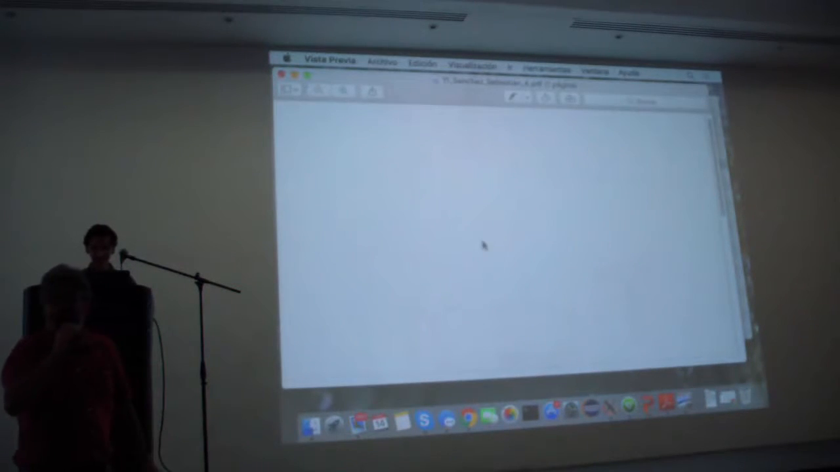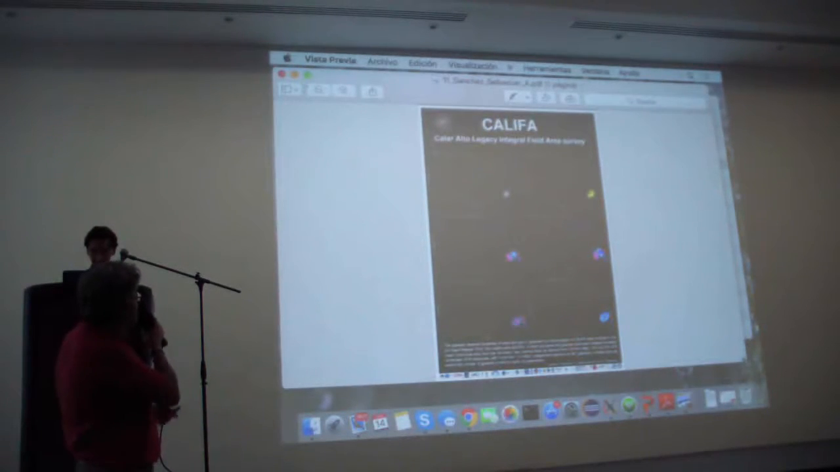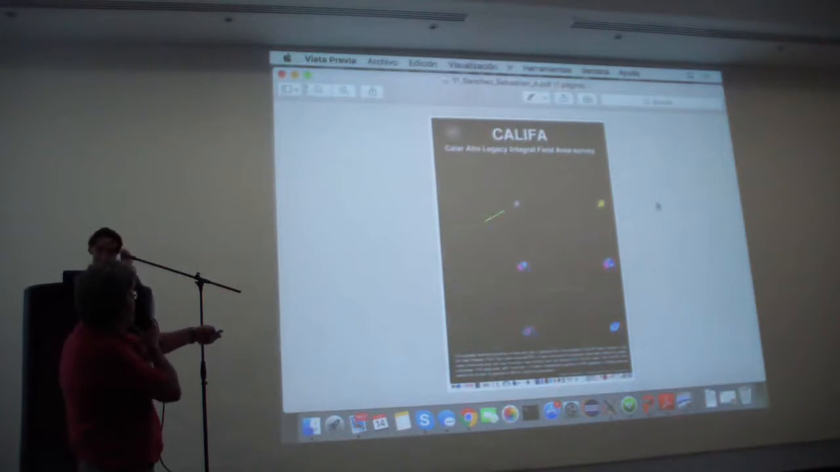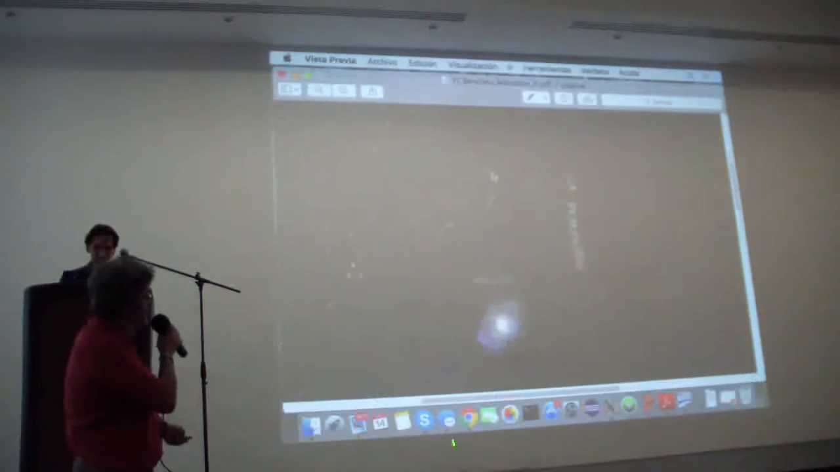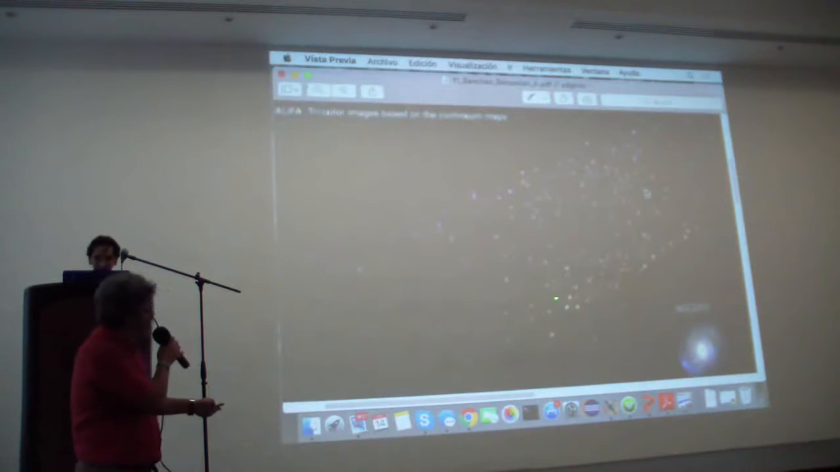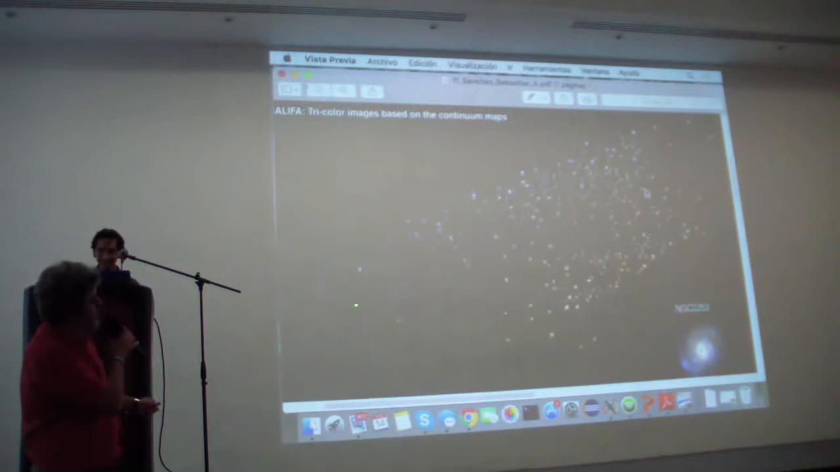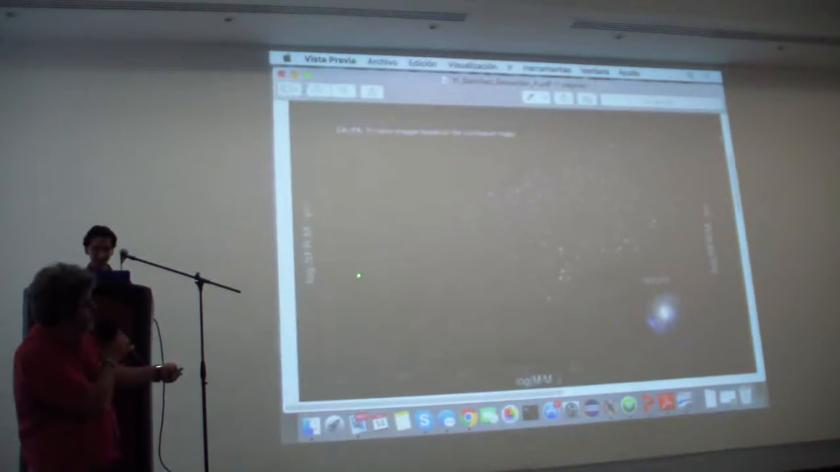Hello, my name is Sebastian Santos. I work at the Institute of Astronomy. So this is just a poster advertising the data release of CALIFA, and unless the resolution gets better, you can see nothing. This is the star formation main sequence versus the stellar mass, and as you can see in the continuum emission, there is a clear distinction between the blue star-forming galaxies and the red.